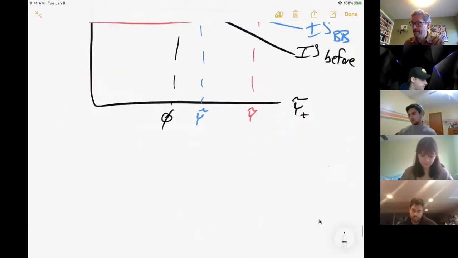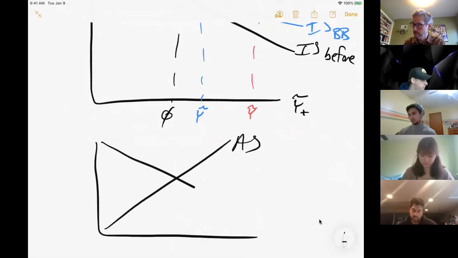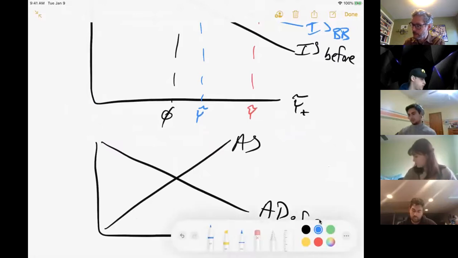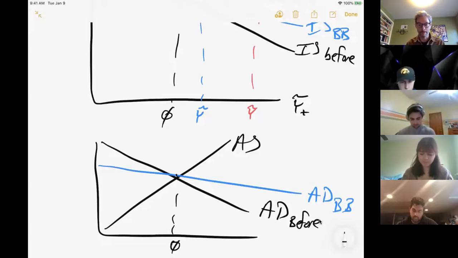Same thing happens for aggregate demand, aggregate supply. If our aggregate demand curve looked like this before, our aggregate demand curve under the balanced budget is going to be flatter. And so any shift or shock is going to cause a bigger change in short-run output than it did before. This is why economists are not very big fans of balanced budget amendments. You actually see this debate going on right now.